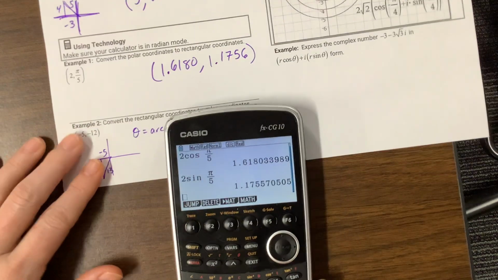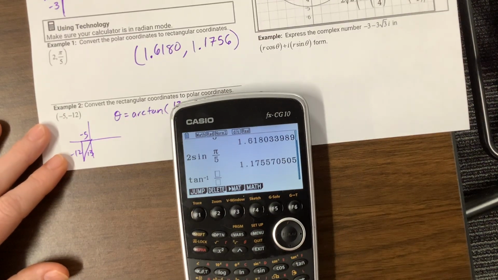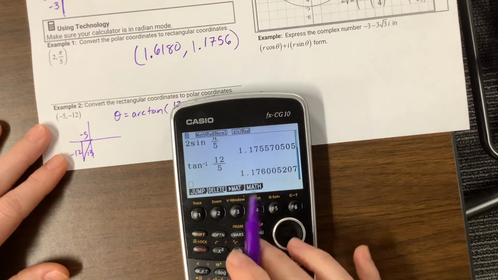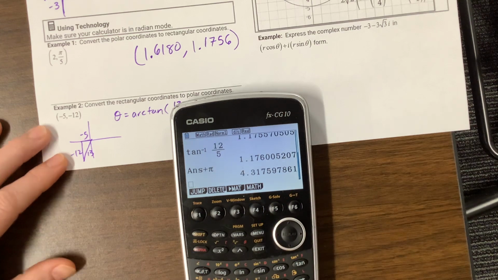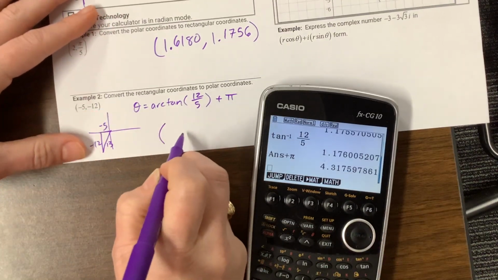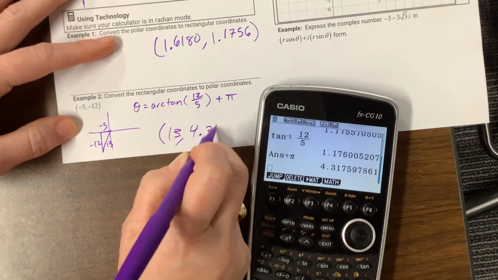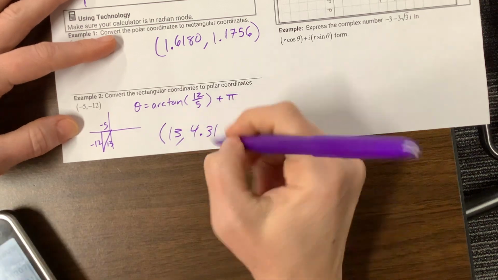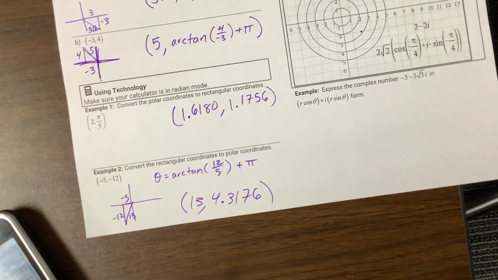Okie dokie. So inverse tangent of, what was it? What did I just say? 12 over 5? Notice this is in quadrant 1, which is not what I want, so I have to say plus pi. I did that on purpose to show you. So I would imagine we would say something like, in polar coordinates, r is 13, theta is 4.3176. And that's the approximate value. I prefer the exact, to be honest with you, but anyway, that's fun.